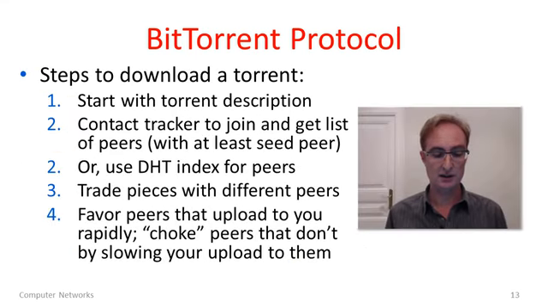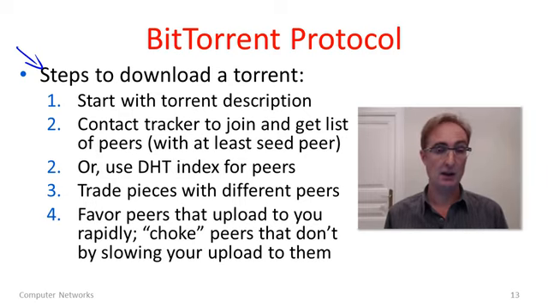Okay, so here's the architecture. Oh, sorry, actually, before we get to the architecture, here's the steps to download a torrent. And then I'll show you a picture and we'll go through these steps again. This is what you do. Step 1, start with the torrent description. You've got to know what you want to download. Maybe someone, your friend, mails you a link or a description of a torrent and says, check this out, it's great.